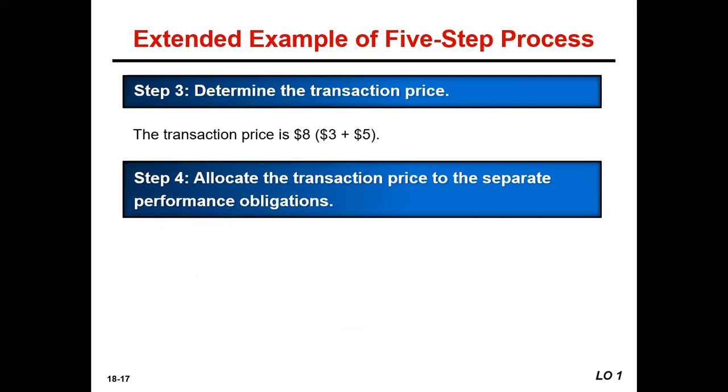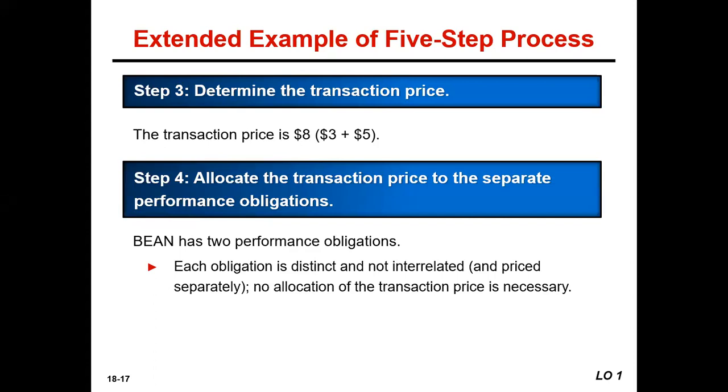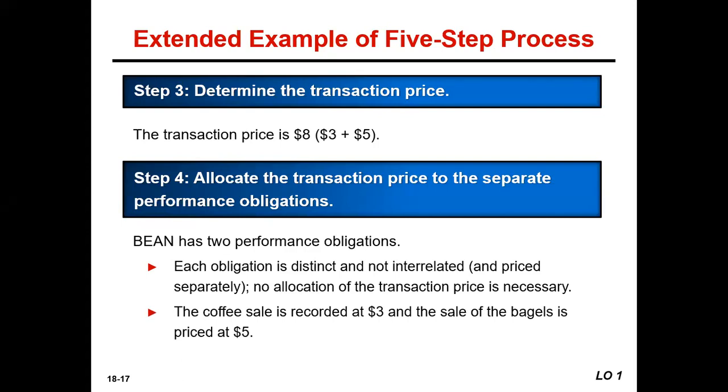Step 4. Allocate the transaction price to the separate performance obligations. In this example class, Bean has 2 performance obligations. Each obligation is distinct and not interrelated and priced separately. Therefore, no allocation of the transaction price is necessary because it was given. So the coffee sale is recorded at $3 and the sale of the bagels is priced at $5.